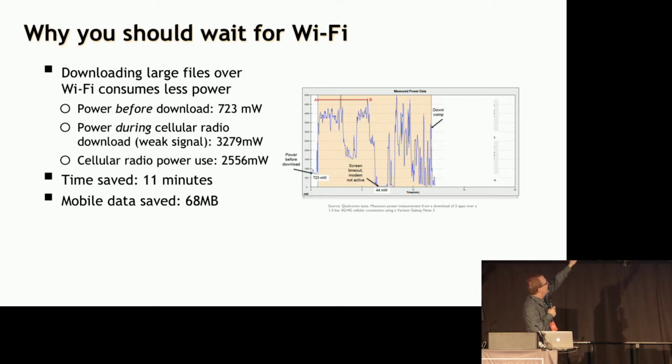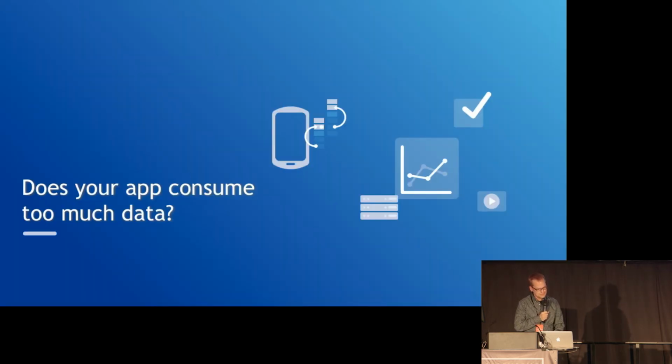So the power before the download was about 700 milliwatts. The power during the download was 3.2 watts. That's a 2.5 watt increase. By going to Wi-Fi, I saved 11 minutes in time. It's faster. I also saved 68 megabytes of data, and of course I saved a lot of battery life. So it's something you want to be aware of, something that's fairly easy to control.